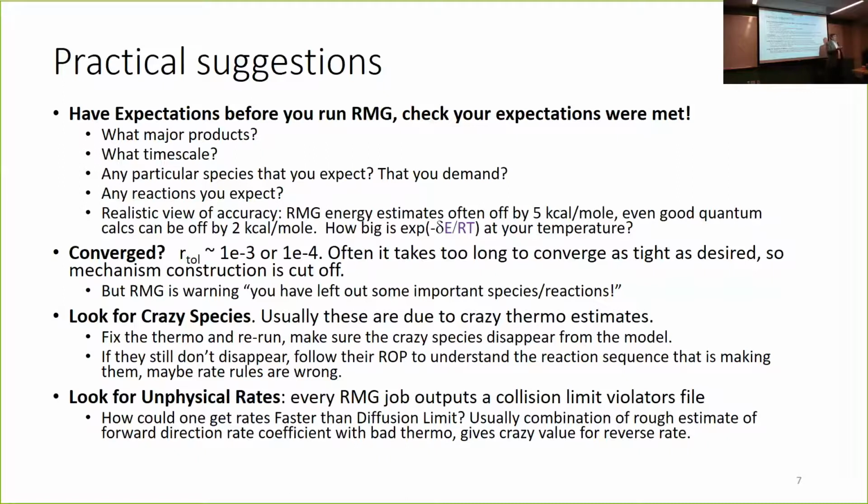Typically, you'd have to go at least to like 10 to the minus 3, 10 to the minus 4, or maybe even lower than that, to really be converged, in the sense that every single species that somebody might think is important in the system is really included in the model. If you don't do that, you'll find that some species are just left out.